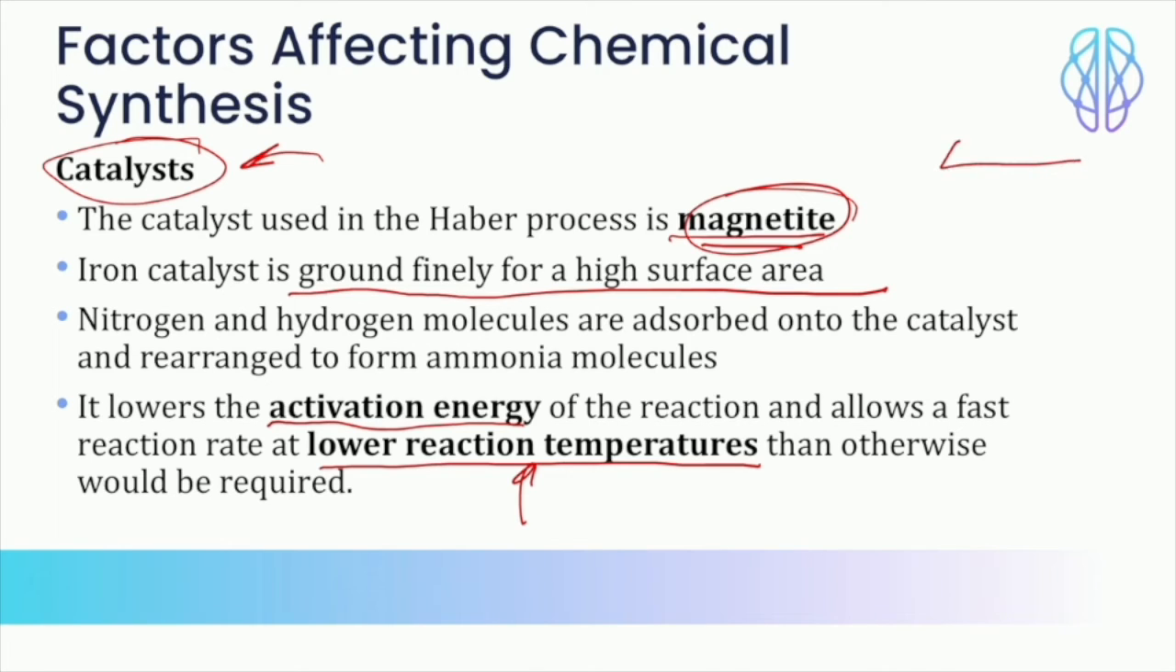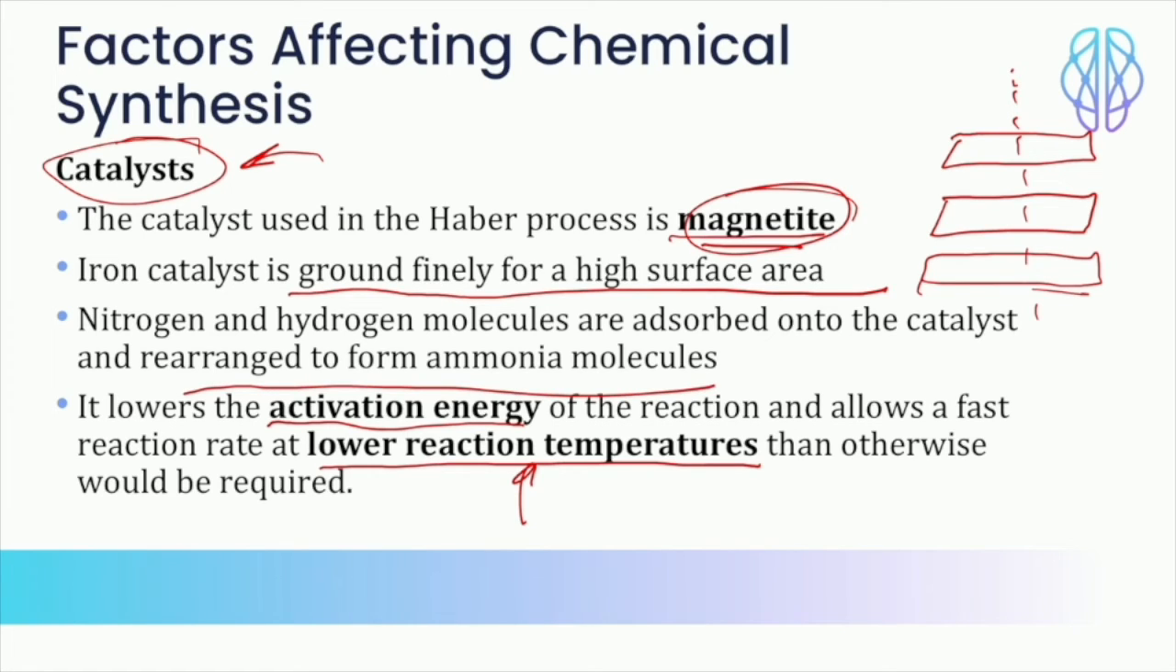So they're these iron-based magnetite beds that you stack one on top of another, and the nitrogen and hydrogen just fall down and react, right? So that's the most important thing. It's ground finely to increase the surface area. So nitrogen and hydrogen are adsorbed onto the catalyst, not absorbed, adsorbed onto the catalyst and rearranged to form ammonia. So magnetite doesn't participate in the reaction directly, it indirectly participates by acting as a catalyst.